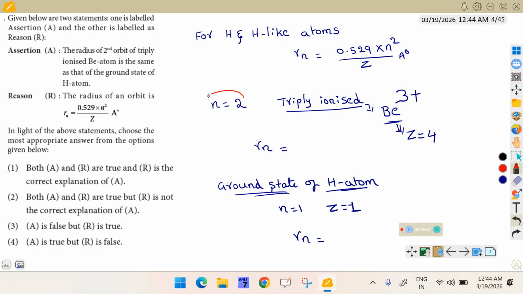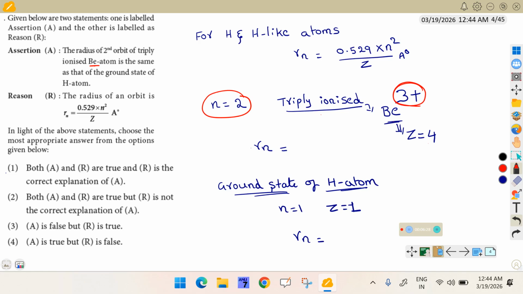Second orbit, so take it as n value 2. Triply ionized means plus 3 state. Which atom is in plus 3 state? Beryllium atom is in plus 3 state. Beryllium atomic number is equal to 4.